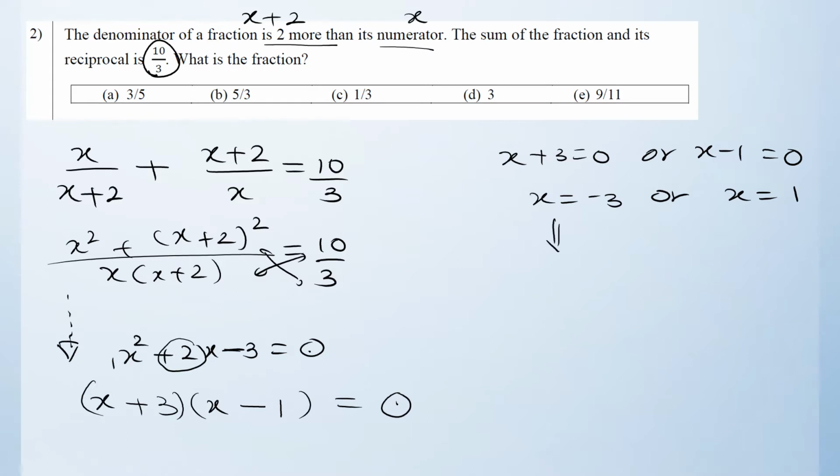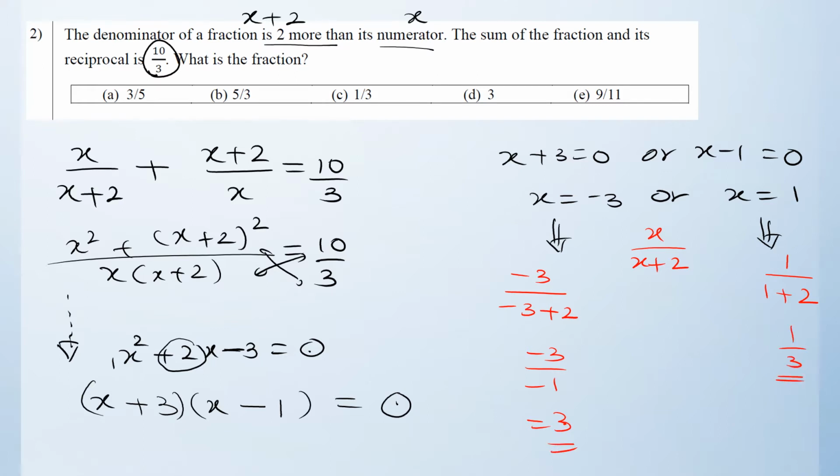For each x value given here, we can find the relevant fraction. The fraction is x over x plus 2. Replace the values. When x equals minus 3, we have minus 3 over minus 3 plus 2. X equals 1, 1 over 1 plus 2. So here minus 3 over minus 1, that is plus 3. Here we have 1 over 3. The question is asking about the fraction. This is an integer, so the only fraction is 1 over 3. So the answer is C only.